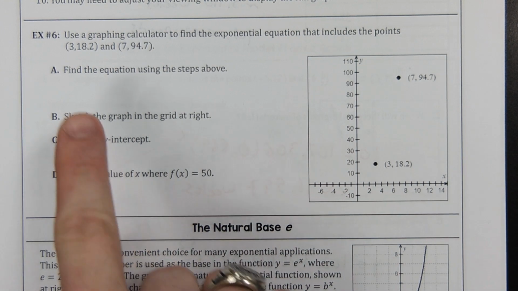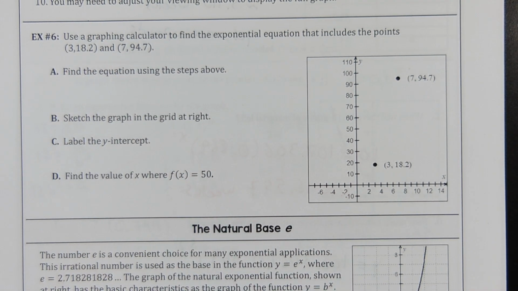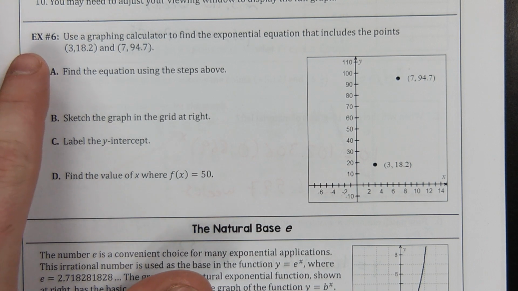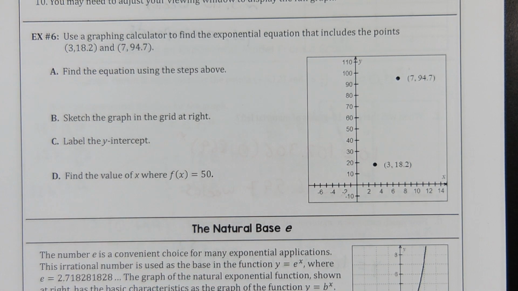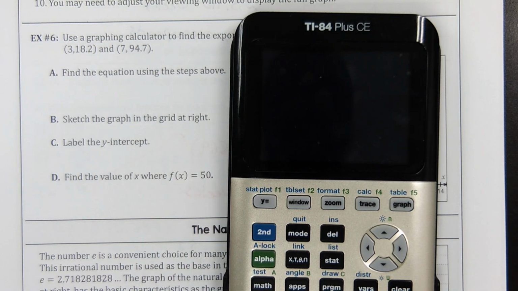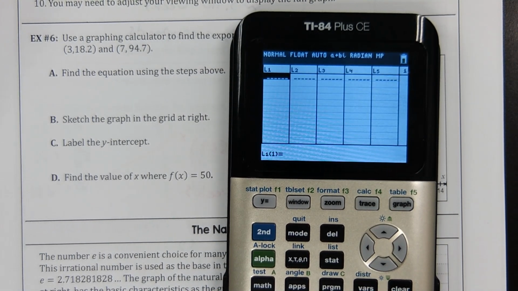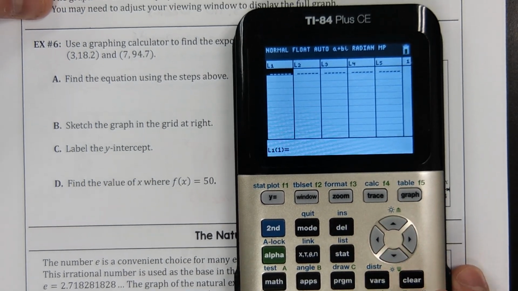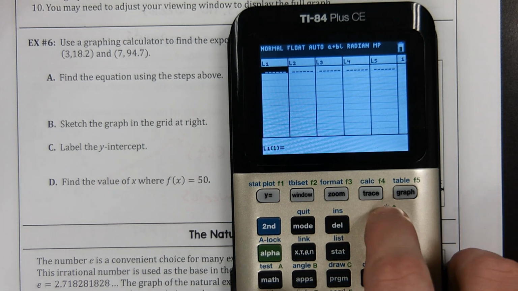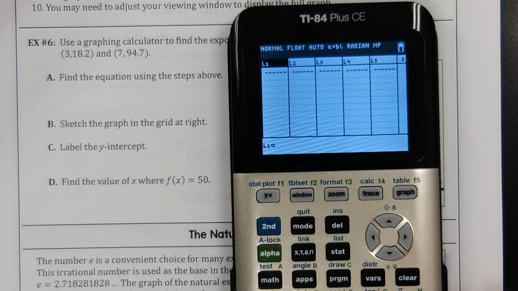It says use a graphing calculator to find the exponential equation that includes these 2 points, and we're going to make our L1s our x's and L2 our y's. So graphing calculator, turn it on, stat, edit. You probably have stuff in your lists. Go ahead and clear it out. Remember, you go up to the L, you hit clear, enter, and that's how you clear that list.